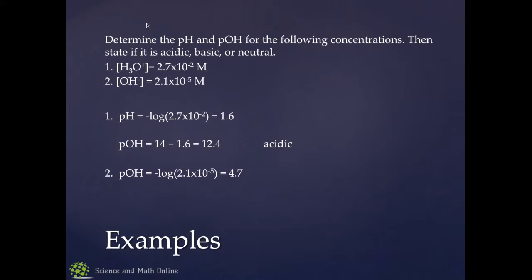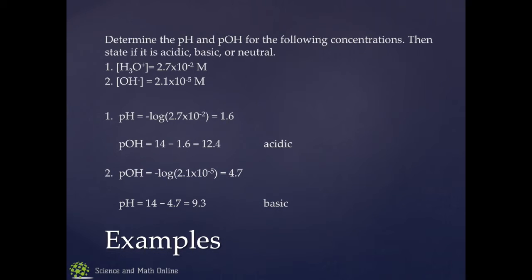So pOH is the negative log of hydroxide, so you just got to pay attention to what you're doing, what you have, because the negative log of this will not give me pH. Negative log of hydroxide is going to be pOH. So negative log of this gives me this, 4.7. So the pH is 9.3, which is greater than 7. So my solution is basic.